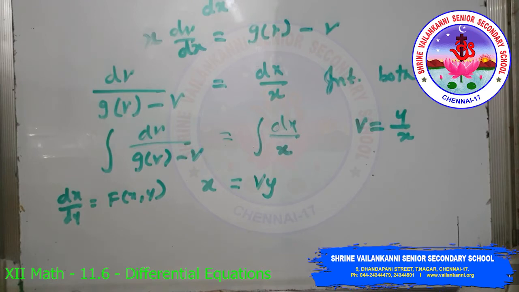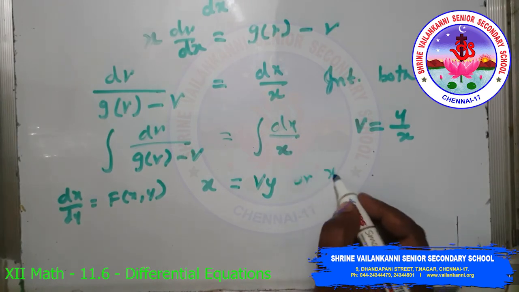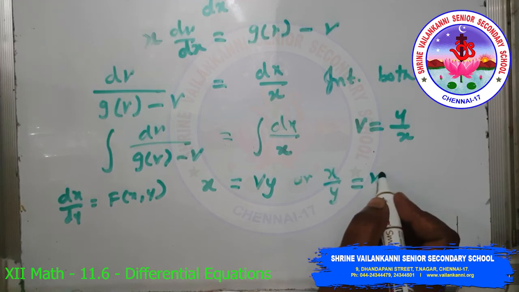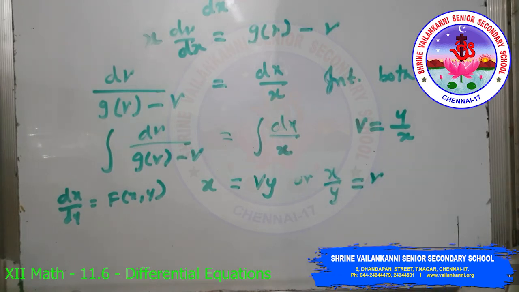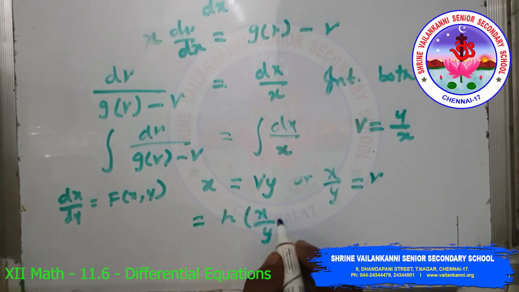So similarly, if the homogeneous differential equation is in the form of dx by dy equal to f of x comma y, we use the substitution x equal to vy. f of x comma y is a homogeneous function of degree 0, we make the substitution as x equal to vy, or x by y equal to v. Then we proceed further to find the general solution as discussed above by writing dx by dy equal to f of x comma y, which is equal to h of x by y.